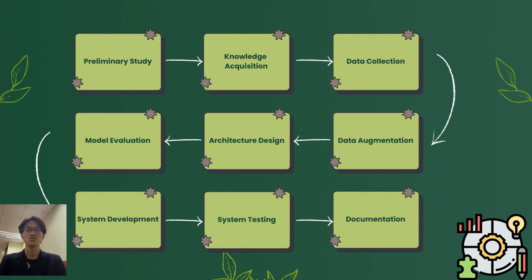The last phase includes system development, which is to code the system using the selected model. System testing is to test the functionality of the system and evaluate possible errors. The last one is documentation, which is to write a full report of this study.